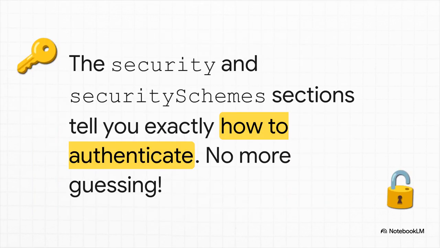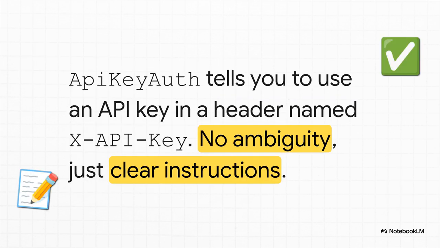All right, here's a pro tip that is going to save you hours of headaches. Authentication. Instead of guessing how to get access or bugging a dev for the 100th time about what the API key header is called, just look for the security and security schemes sections. They spell it out for you plain as day. Check out this example. The documentation clearly defines a security scheme called API key auth. It tells you the type is API key, it tells you it goes in the header, and it tells you the exact name of that header has to be X API key. See? Zero ambiguity, just crystal clear instructions.